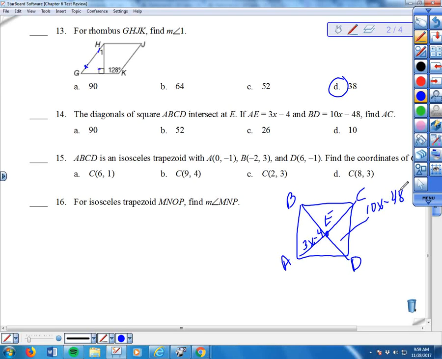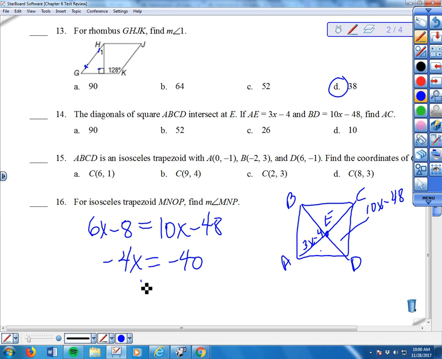So if I just multiply this whole thing by 2, I'll get 6x minus 8. And that's going to equal 10x minus 48. Right? And then just solve for x. So I have negative 4x equals negative 40. So x is 10. Is that what it asks? No, you have to find AC. Well, AC is 6x minus 8 or 10x minus 48. Doesn't matter. I'll just use this. I put 10 in. I get 60 minus 8 is 52.